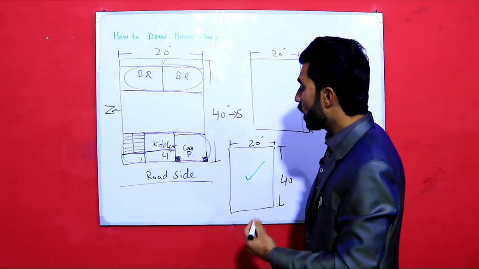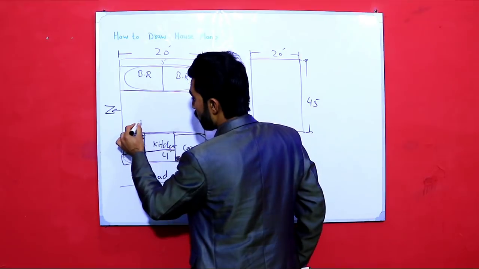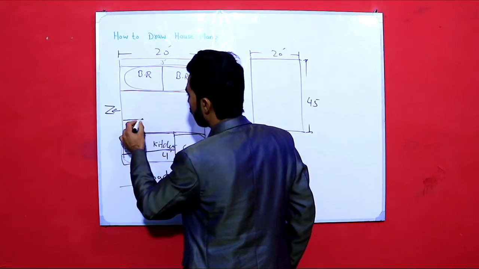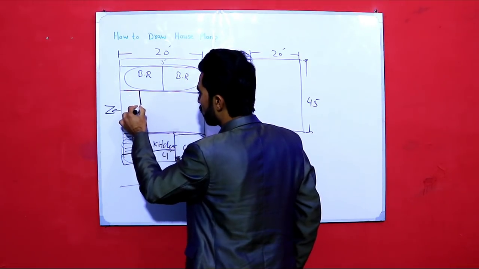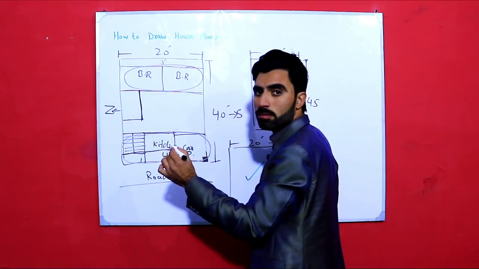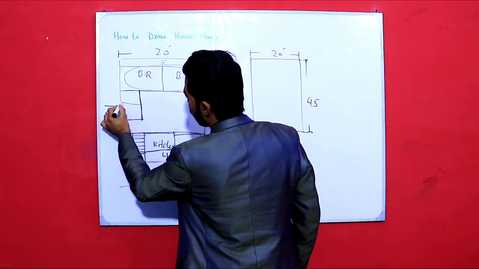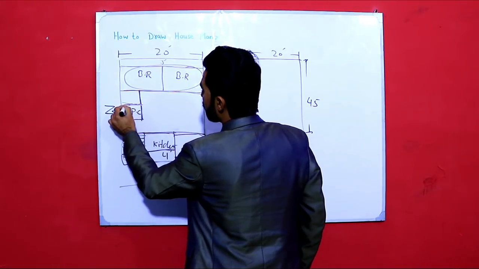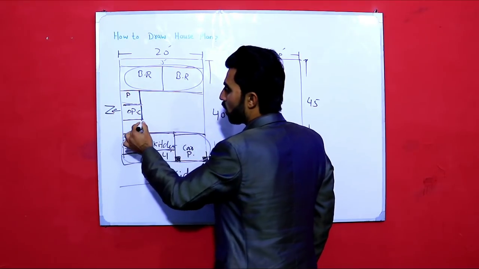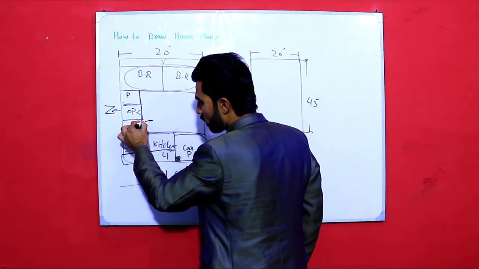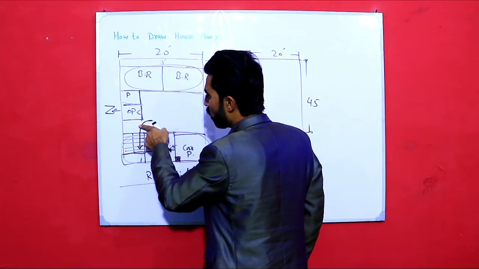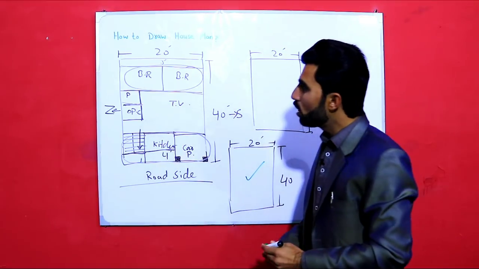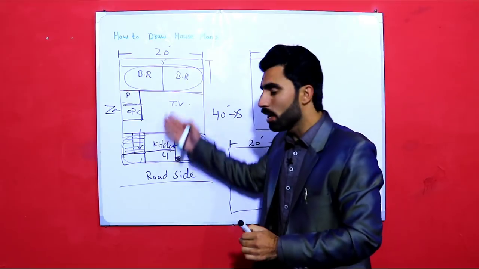Right guys, now you can also see this is free space. And also there is open to sky, OPC, and this is bath, and this is also free space for what? This is for staircase, and this is my TV lounge. So all the facilities I fixed here.